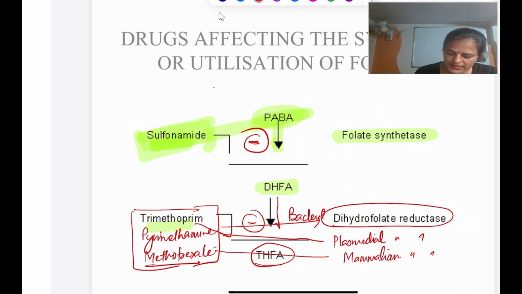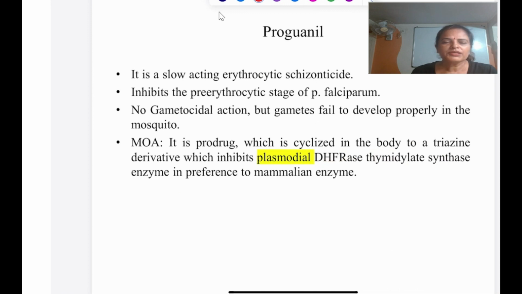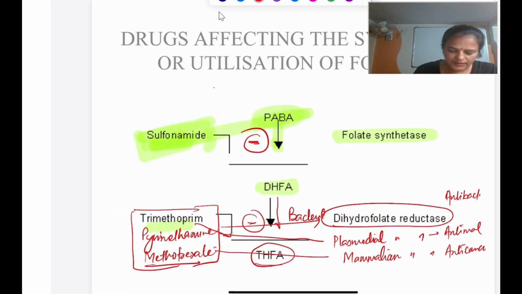So trimethoprim is used as an antibacterial. This one is used as an antimalarial because it is acting against the plasmodium, and this is used as an anti-cancer.